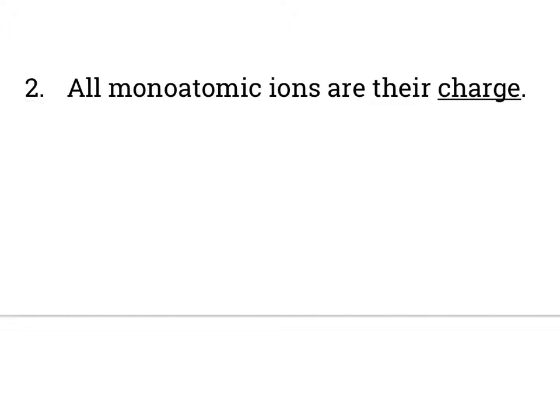Rule number 2. All monoatomic ions are their charge. Mono means 1. Atom means atom. Ions mean they have a charge. So if I have a charge of 2+, that's my oxidation number, positive 2. If I have a charge of 3- and I'm by myself, I've got a charge of negative 3.